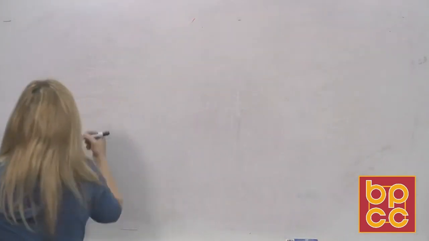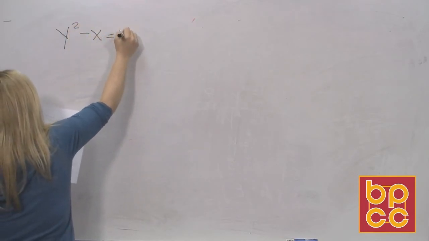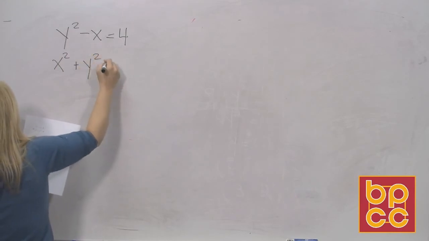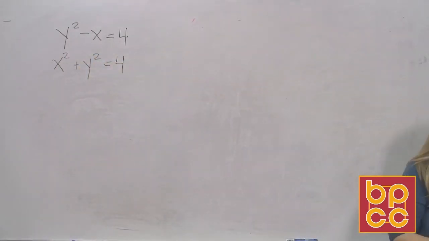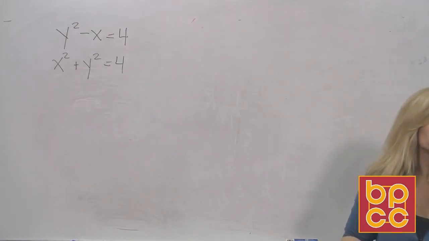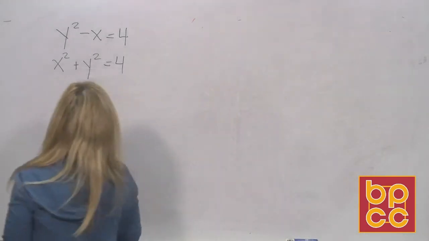Okay. Let's get our last one. So let me get my notes here. All right. Our last one is y squared minus x equals 4, and x squared plus y squared equals 4. So the last time, we have two equations here. They're called a system. They are both not linear because they have squares.